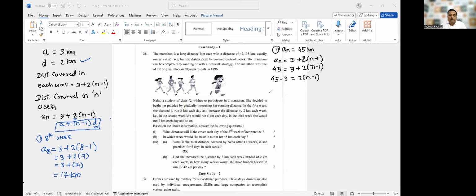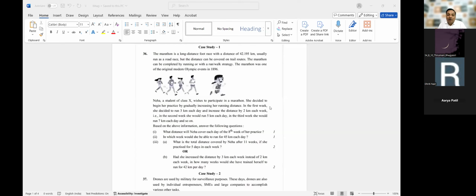I think so. My internet is okay. Now it is stable. 45 minus 3 becomes 42. 2 goes downside. n - 1. 21 is equal to, here the equal to sign is there, is equal to n minus. Because of internet connectivity, everything has vanished now. Now the screen is visible.